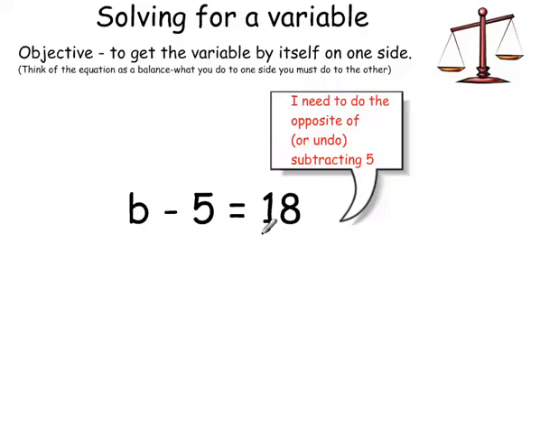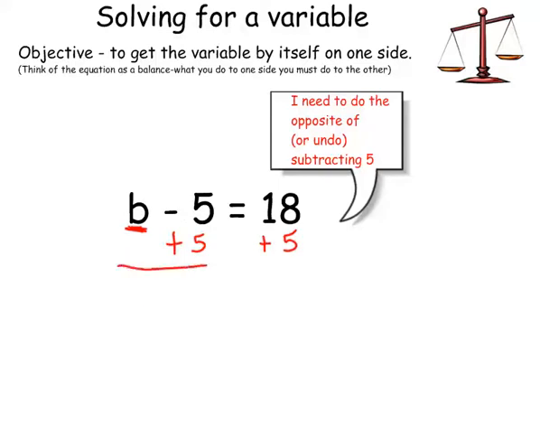All right, so here's my problem: b minus 5 equals 18. Again, my objective is to get the variable by itself, but right now, I've got this minus 5 on the same side. So I need to get rid of that. I need to undo that. The opposite of subtracting 5, or undoing subtracting 5, is to add 5. So I'm going to add 5 to both sides.